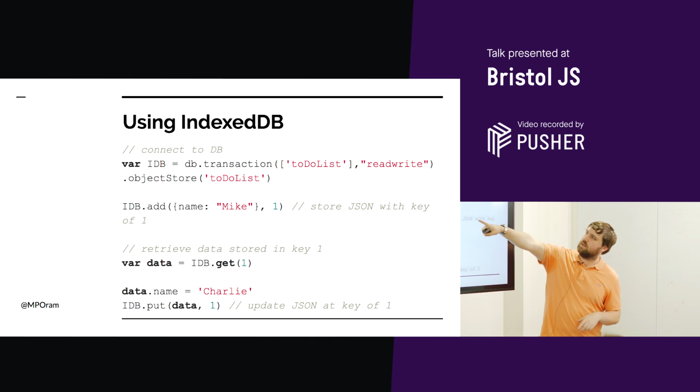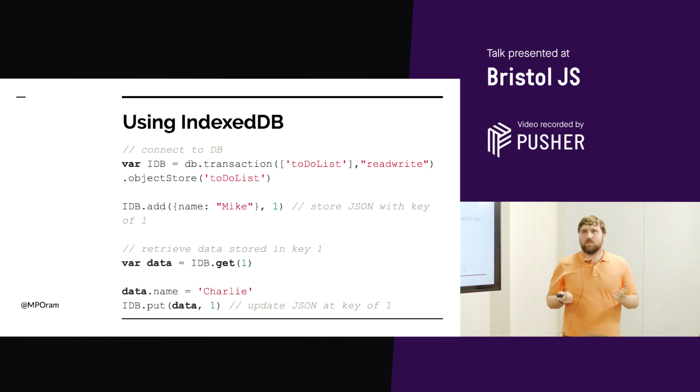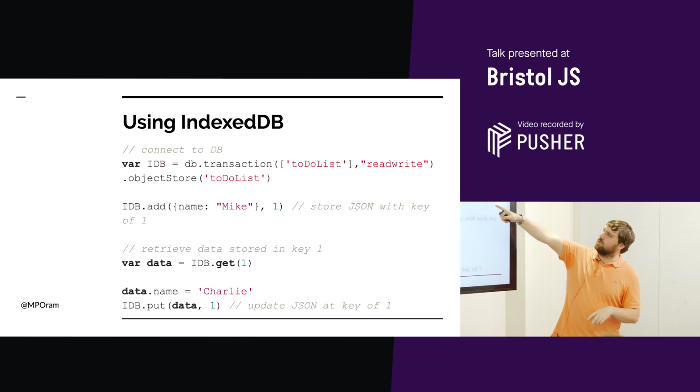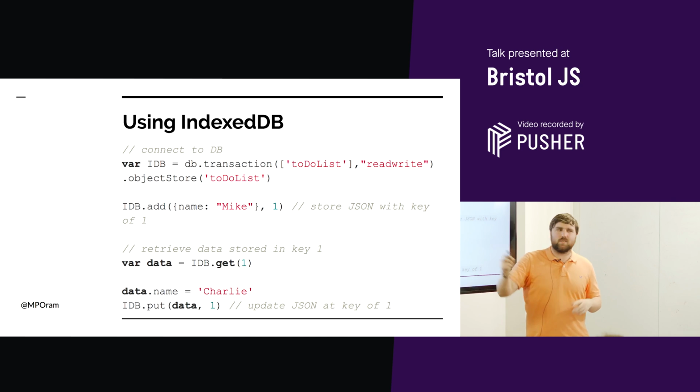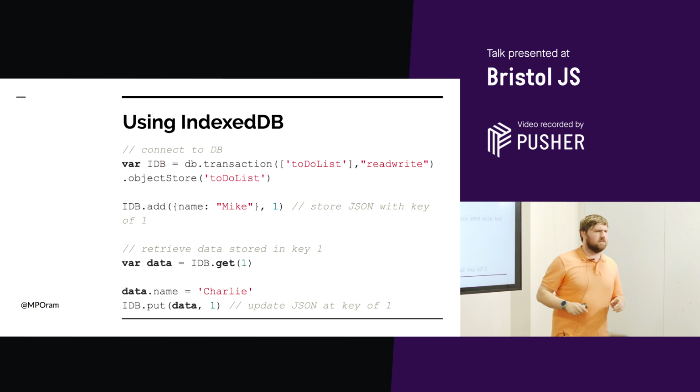So here, literally just setting my database transaction. Essentially you give it the name of the database that you want to create. So obviously I'm using a to-do list application. You give it the permissions that you want, so I'm giving read, write. And then you give it the table, so the object store is like your table if you're used to relational databases. For clarity's sake, I called my database and my table the same thing.